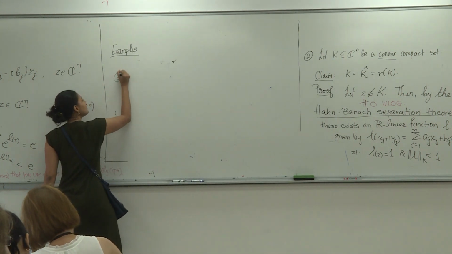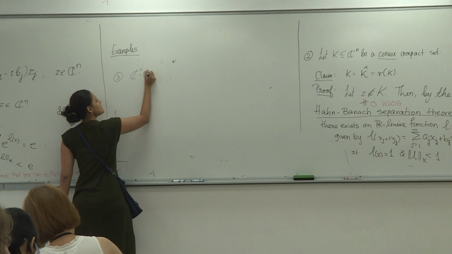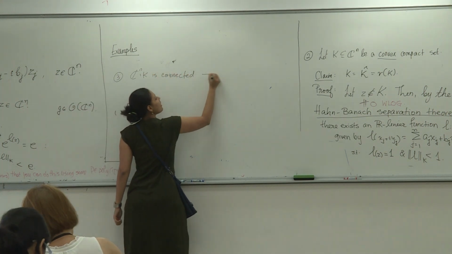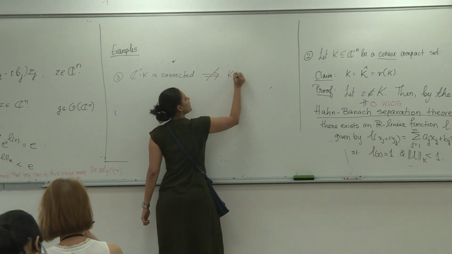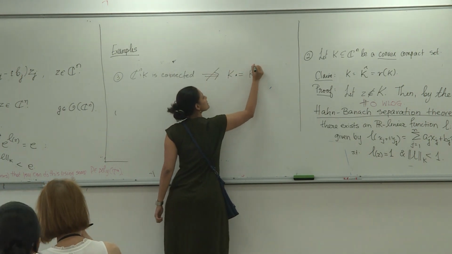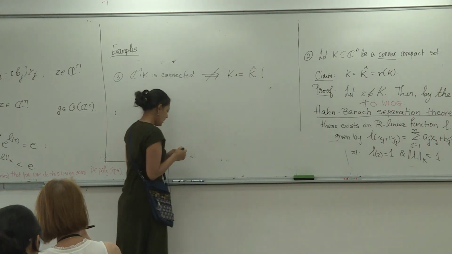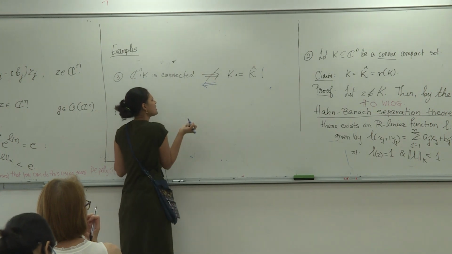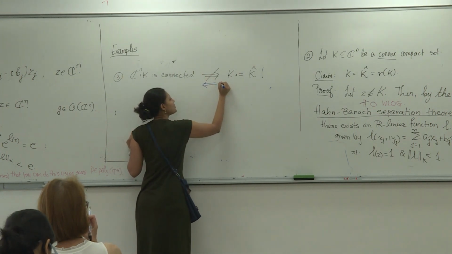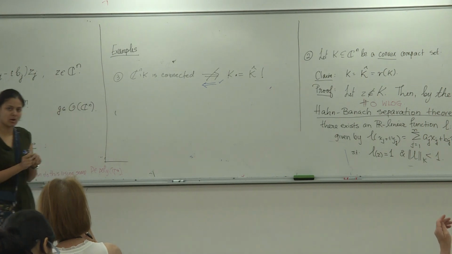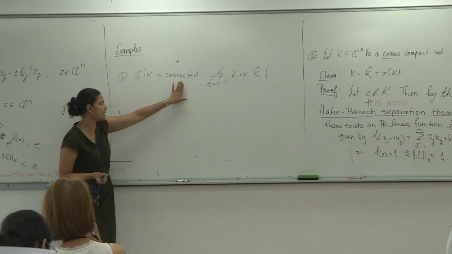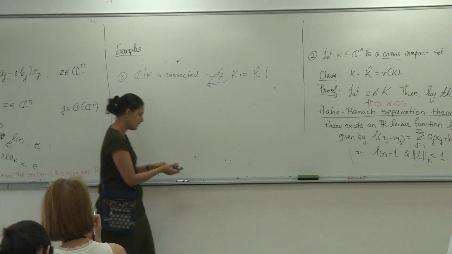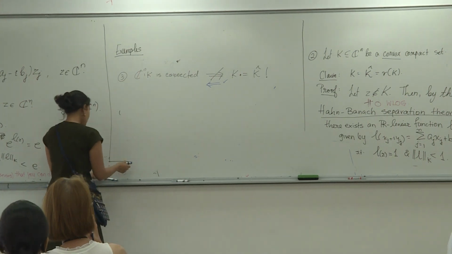So, Cn minus K is connected does not in general imply that K is polynomially convex. Okay? The converse is actually true, and this is an assignment problem. So if K is polynomially convex, then the complement is connected. In fact, one can say more about the topology of the complement, but we will not be going into that in this course. Okay, so example.